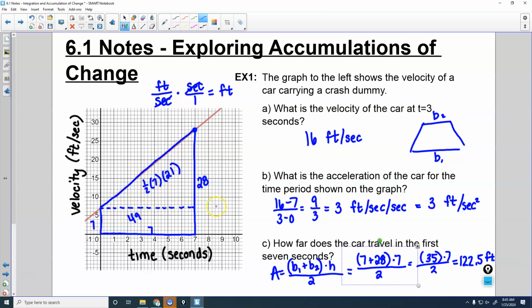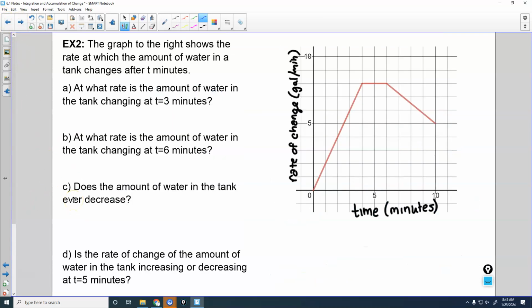So this is kind of cool because we can figure out how far this will travel, even though its velocity is not constant. Because up until this point, you have not been able to do something like that. So we can find the distance traveled for that. Okay, let's look at another one.